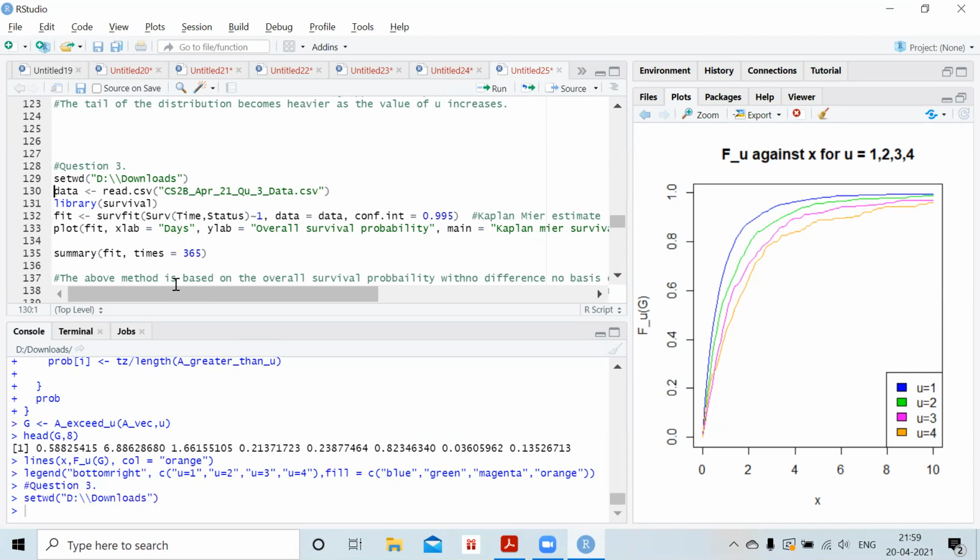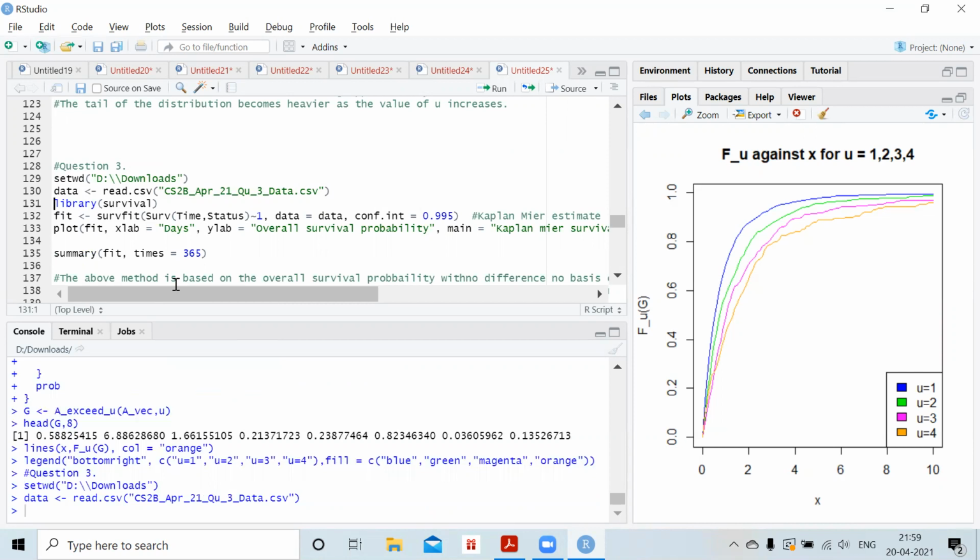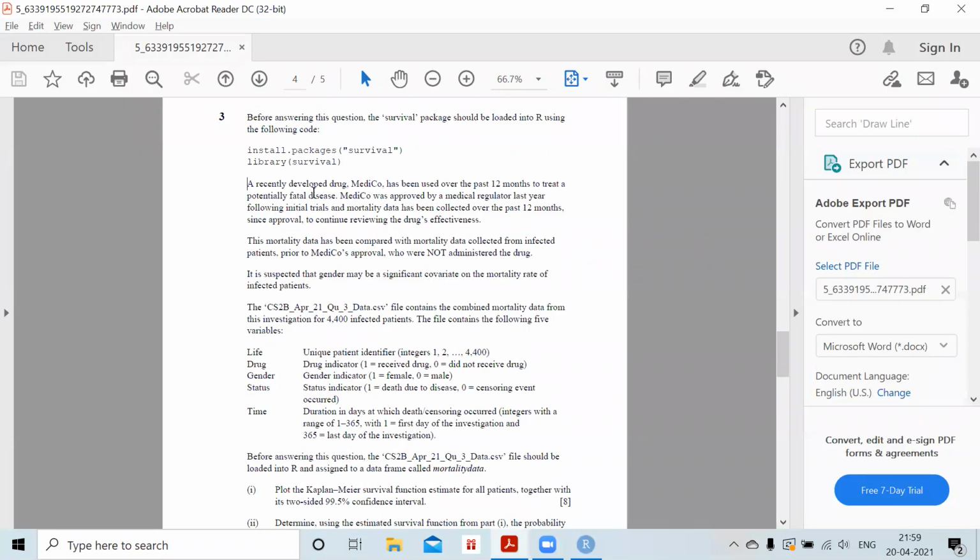Coming to this, this is the data set which was received, and now they've asked that a recently developed drug Medico has been used over the past 12 months to treat a potentially fatal disease. Medico was approved by a medical regulator last year. Following initial trials, mortality data has been collected over the past 12 months since approval to continue reviewing the drug's effect. This mortality data has been compared with mortality data collected from infected patients prior to Medico's approval, who were not administered the drug. It is suspected that gender may be a significant correlate of the mortality rate of infected patients.